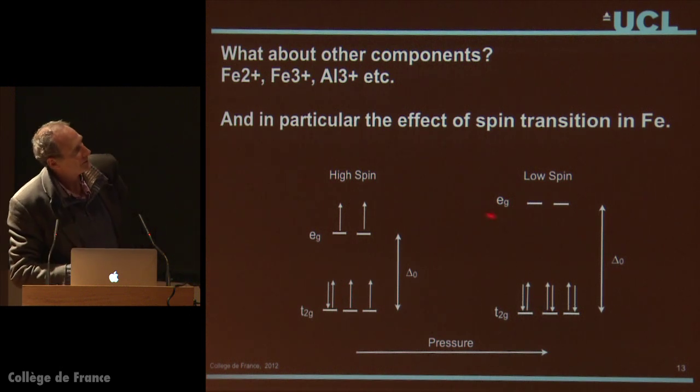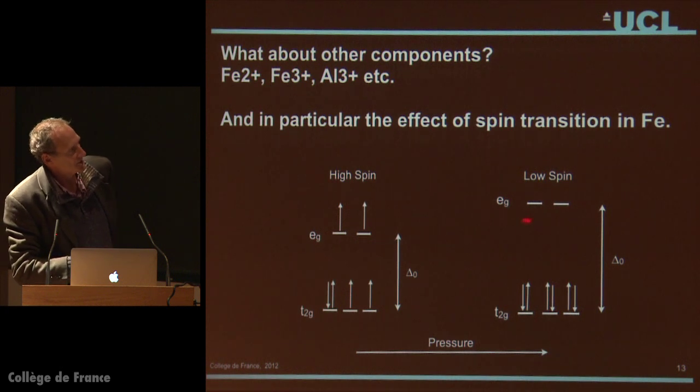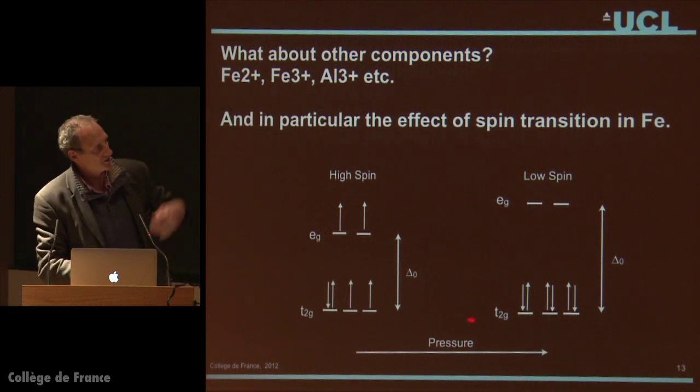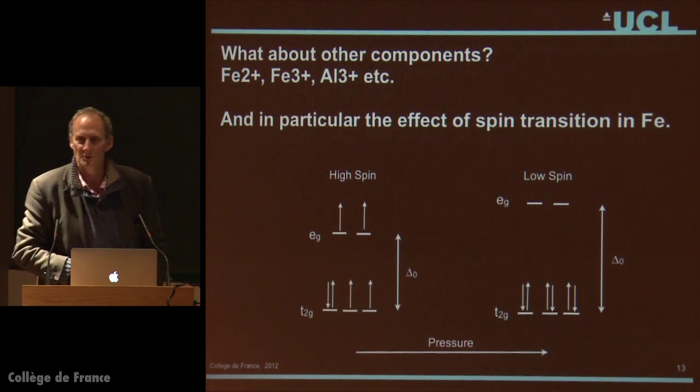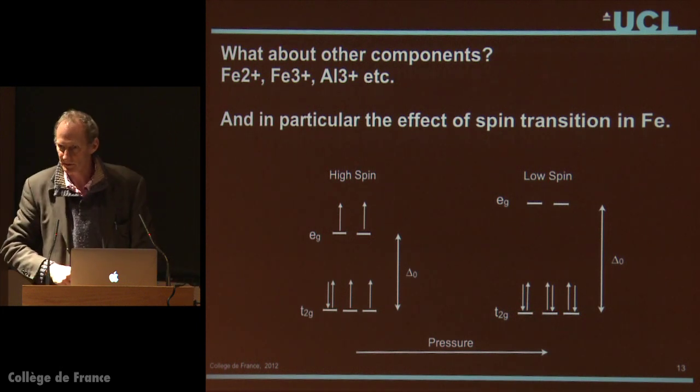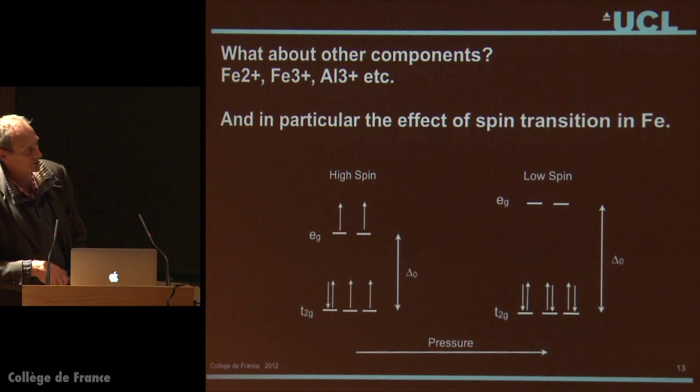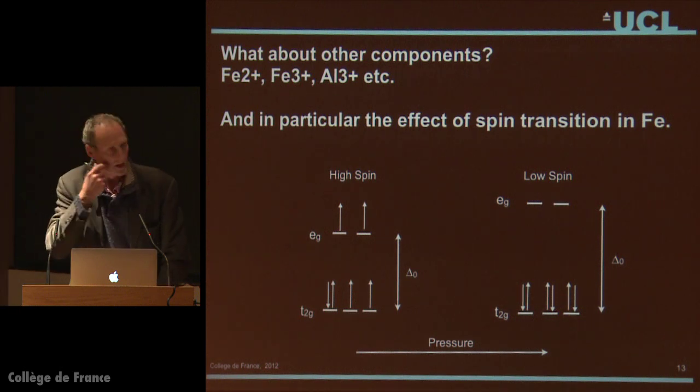of 2. Okay, and as you increase pressure, this energy increases such that it's more favorable in the end to actually pair the electrons in these orbitals. Okay, so this is the spin collapse. This is for an octahedral type arrangement.